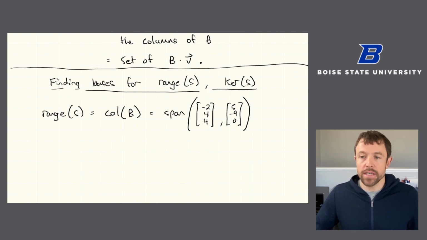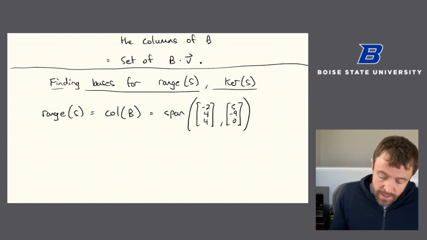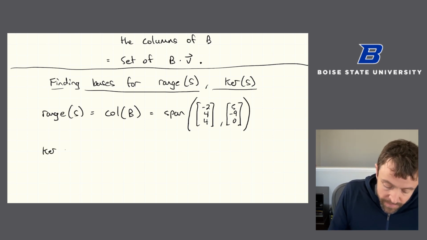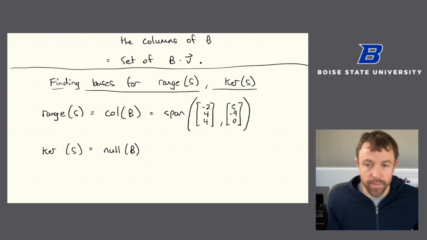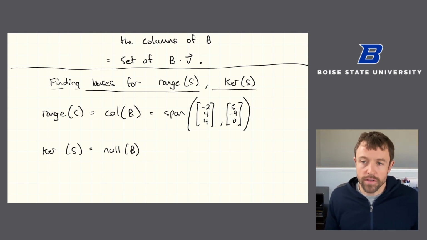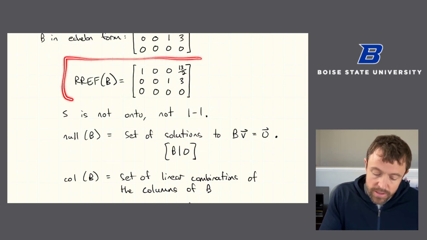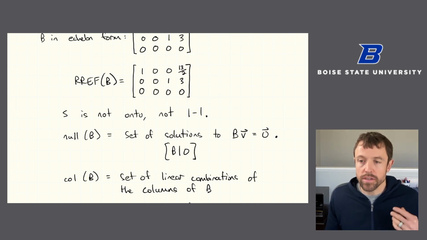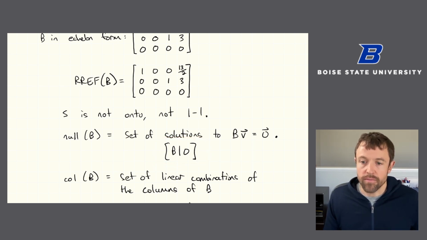All right, so finding the range of a linear transformation, once you have the matrix of the transformation and you have it in echelon form, is straightforward. It's the same as finding the column space of the matrix. Similarly, the kernel of a linear transformation is the null space of the matrix. That requires a bit more work to find, but we already have the matrix in reduced row echelon form. And so from the matrix in reduced row echelon form, we know the solutions to this augmented matrix, the system represented by it.